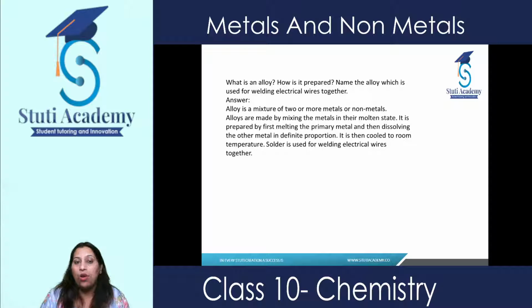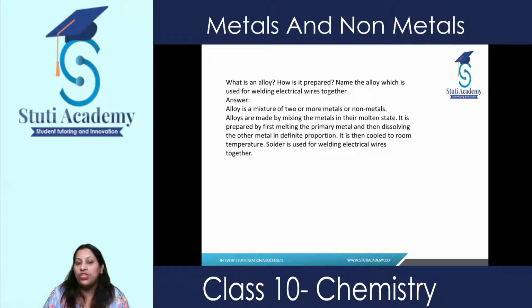Then what is an alloy and how is it prepared? Name the alloy which is used for welding electrical wires together. Alloy, generally, is a mixture of 2 or more metals or non-metals. And the purpose for making an alloy is to enhance the durability or strength of the metals, so that we can increase their life. So that's why we make alloys. And how is it prepared? They are prepared by mixing metals in their molten state.